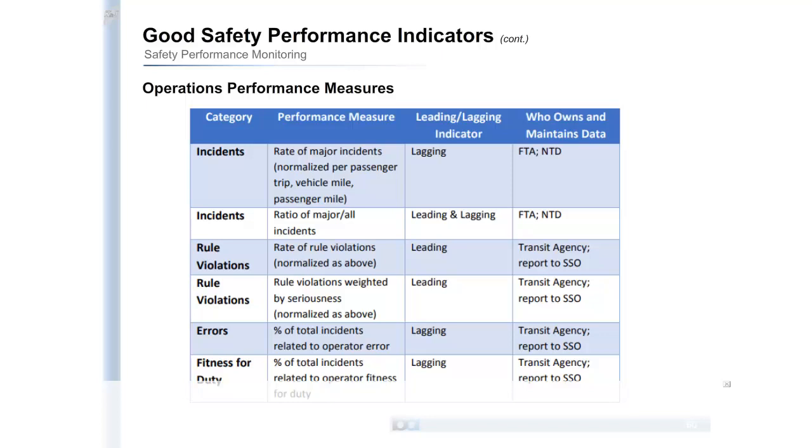This table displays examples of possible operations performance measures. The columns break down into category, the performance measure, what type of indicator, whether leading or lagging, and finally who owns and maintains the data. These sources of data can be used for trending and mining potential mitigations.